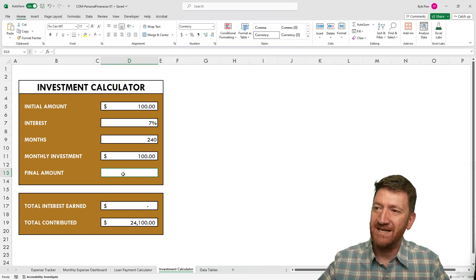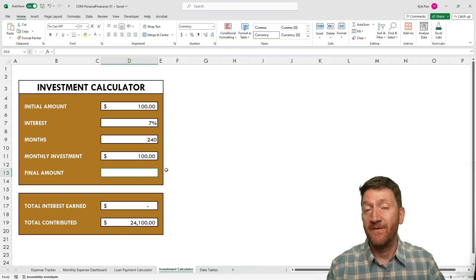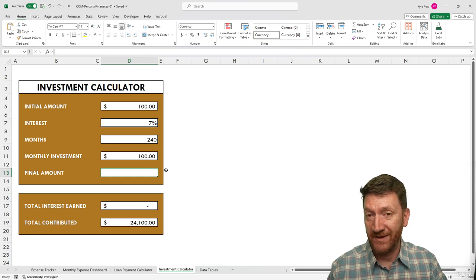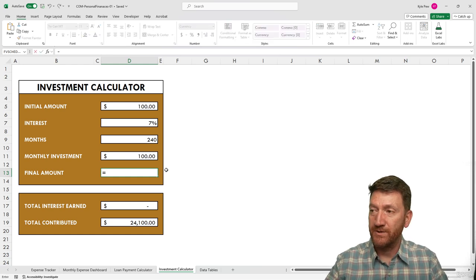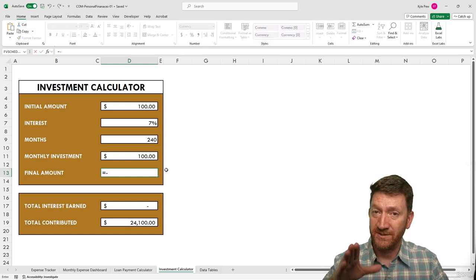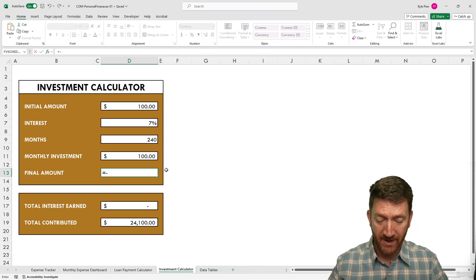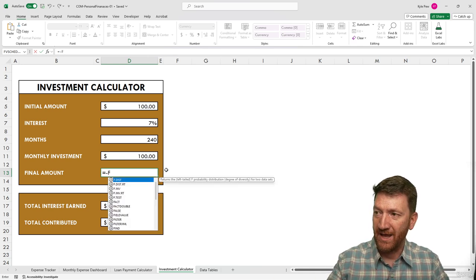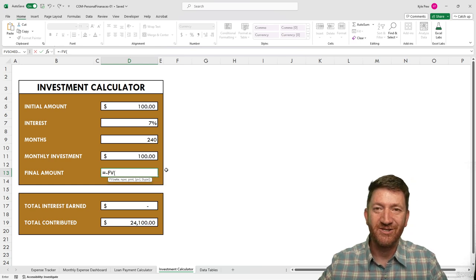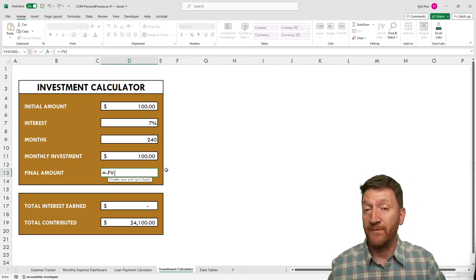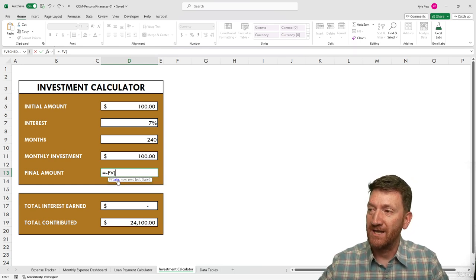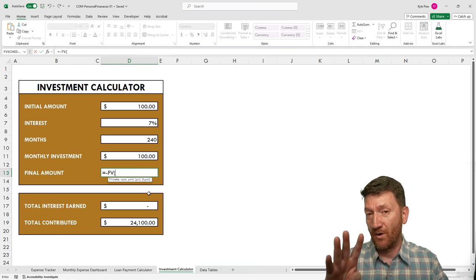Inside of cell D13, I'm going to create a function utilizing the FV function. So I'll say equals. I'm going to use a minus sign next because remember it's going to come out negative just like the payment. So I'll do the negative sign. I'll do FV open parentheses. So here's our FV, or future value function. It's got 1, 2, 3, 4, 5 things that it wants from us. We're going to use 4 of them.